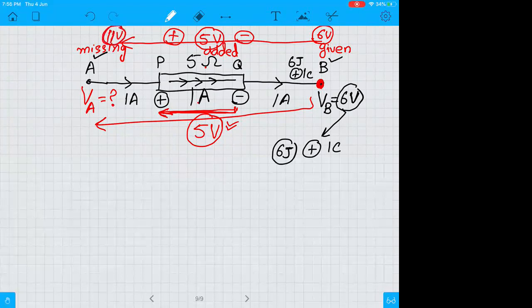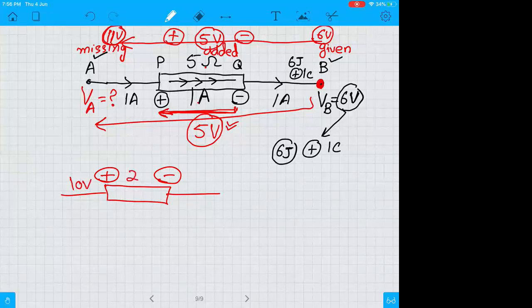Now by principle, if you have a resistor or a battery, one thing is clear. If you are moving from positive towards negative, and you are given the volts on the positive side, just for example, you have 10 volts on the positive side and this resistor is consuming 2 volts, what would be the volts on the negative side? It would be 10 minus 2, so it would be 8 volts.